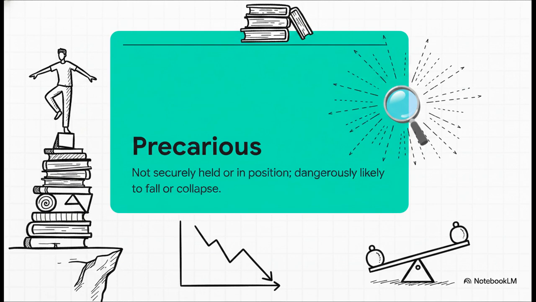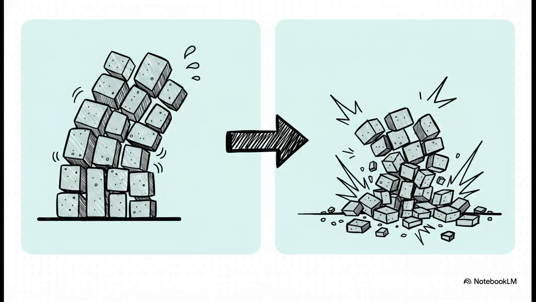The key synonyms to remember here are unstable, uncertain, and risky. It really just paints this vivid picture of a situation teetering right on the brink of disaster. And this brilliantly illustrates the logical narrative sequence. Because what happens when that precarious situation finally tips over? Well, it leads directly to a detriment.